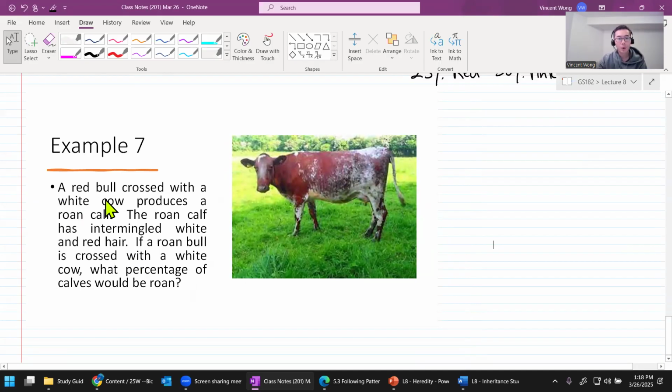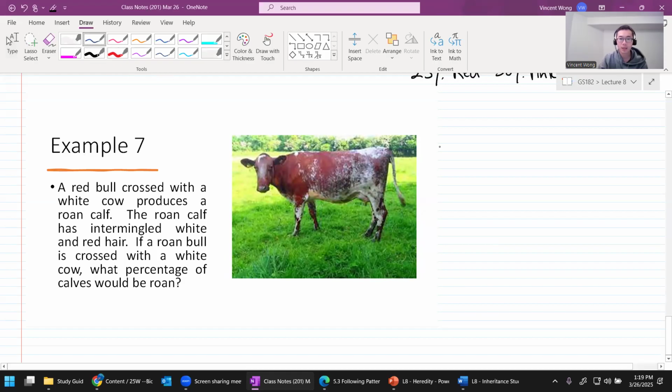A red bull, like a male cow, crossed with a white cow produces a roan calf. The roan calf has intermingled white and red hair. That's a roan calf right there. Okay? It's codominance, okay? Both kinds of hairs. If a roan bull is crossed with a white cow, what percent of the calves would be roan?